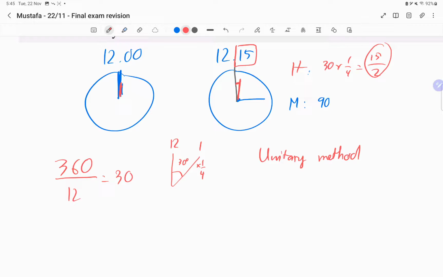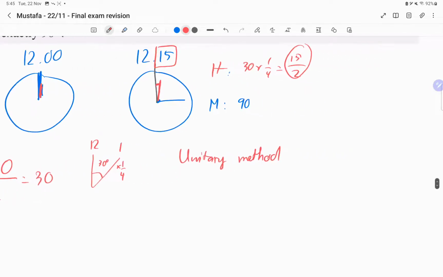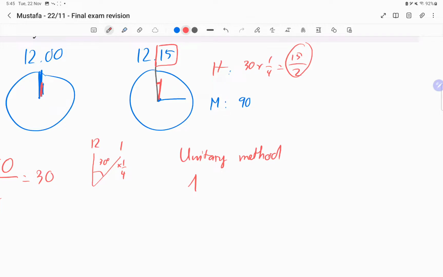So they ask how many minutes would it make a 90 degree angle. So first, you find out how many degrees they travel per minute. Does it make sense? So now we have 15 minutes, the hour hand and the minute hand, right? Hour hand is 15 over 2, and the minute hand is 90. So that's 15 minutes, right? So the unitary method says that you need to find how much they travel every 1 minute. So every one minute, how many degrees does the hour hand travel?